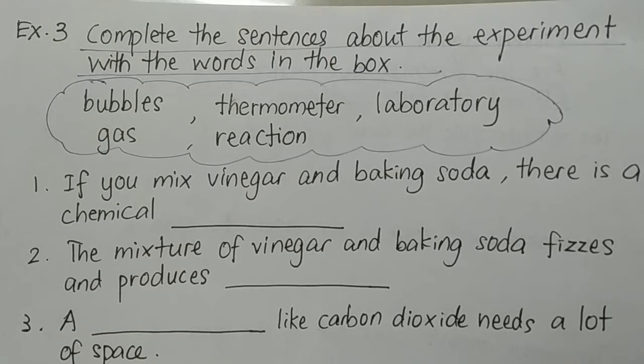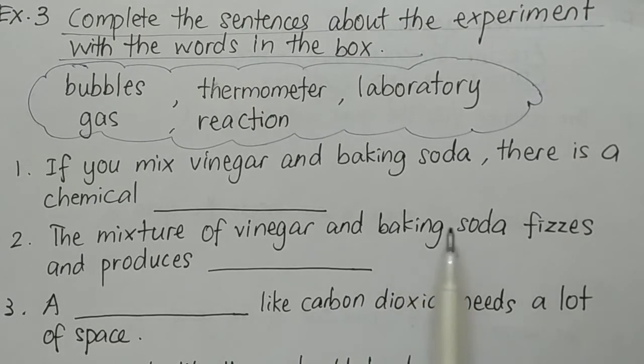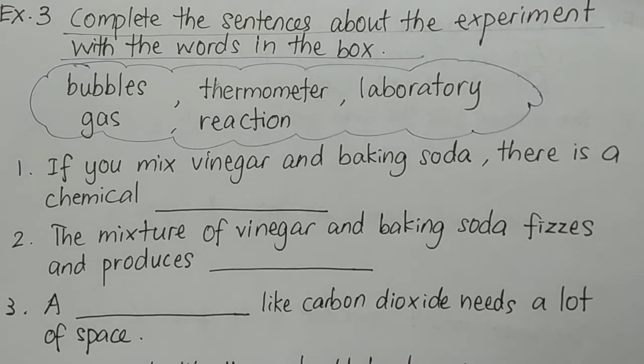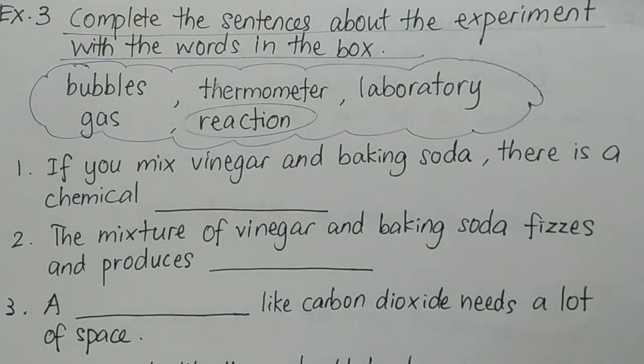Coming to exercise 3. Complete the sentences about the experiment with the words in the box. Let's read the words in the box together. Bubbles, thermometer, laboratory, gas, reaction. Right? So let's look at question 1. If you mix vinegar and baking soda, there is a chemical. So that's why I show you the picture just now, which I have drawn. Yes, so chemical reaction. This will be 1.